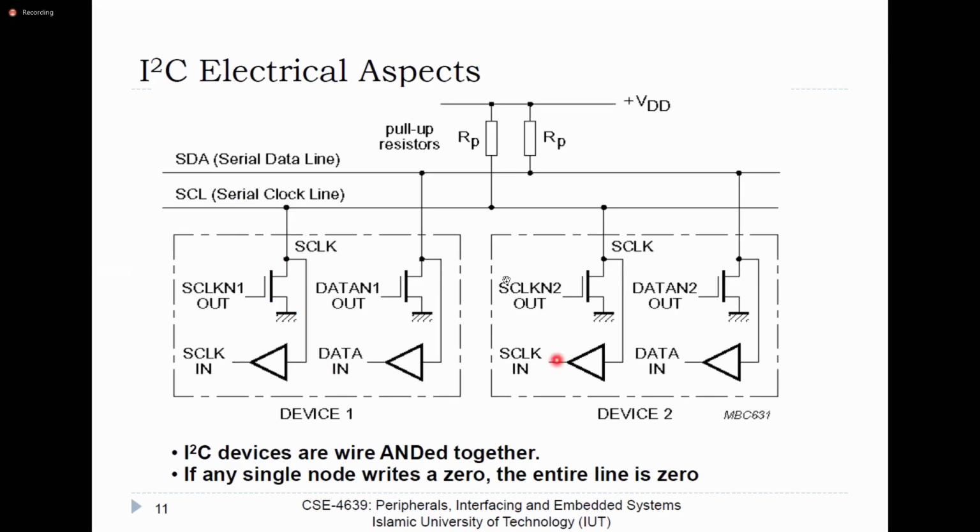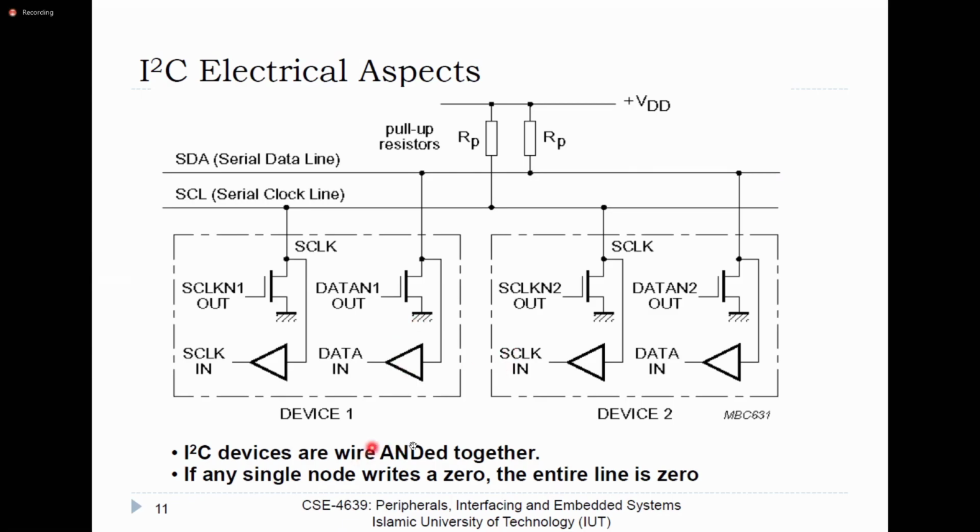So this is the electrical diagram, where you can see how the bus architecture is shown. This is device 1, this is device 2, and we have the SDA and SCL with two pull-up resistors. Inside the devices we have the serial data connection and serial clock connection, input connection, and output connection.